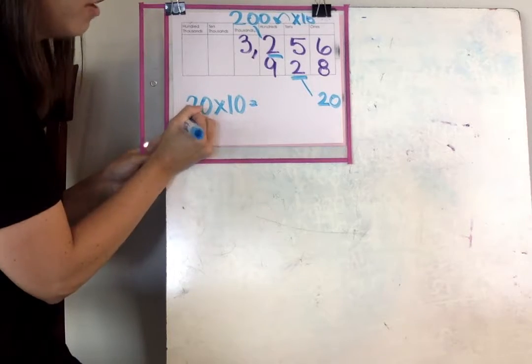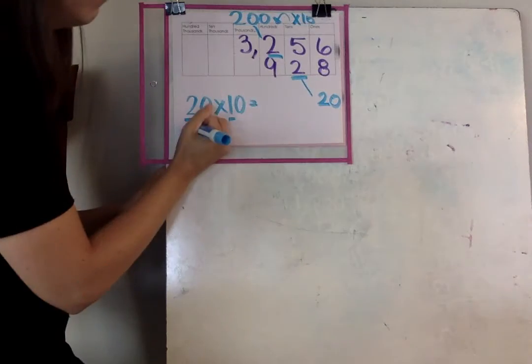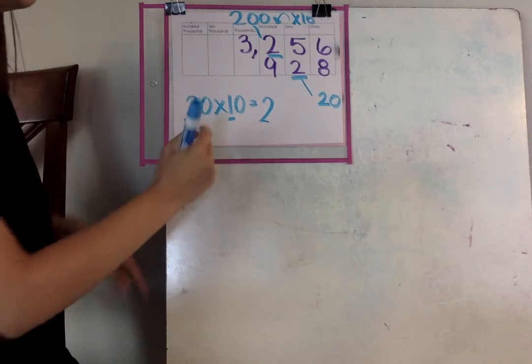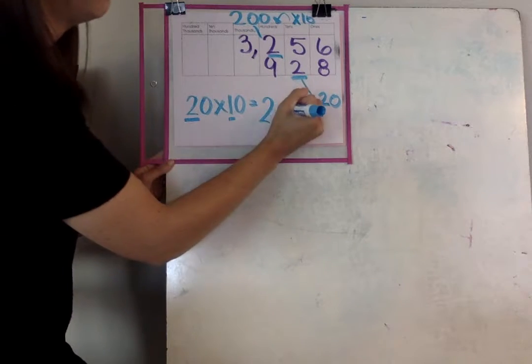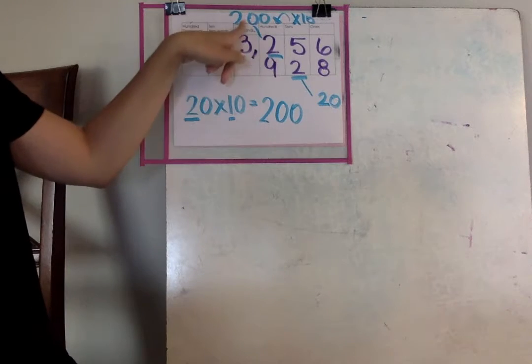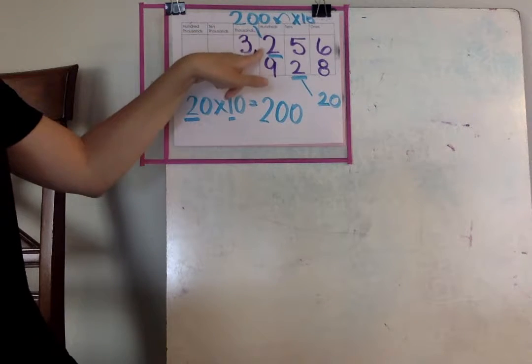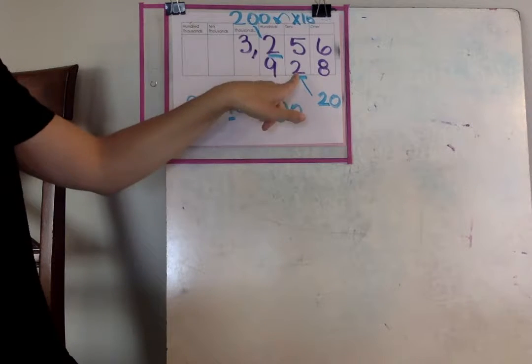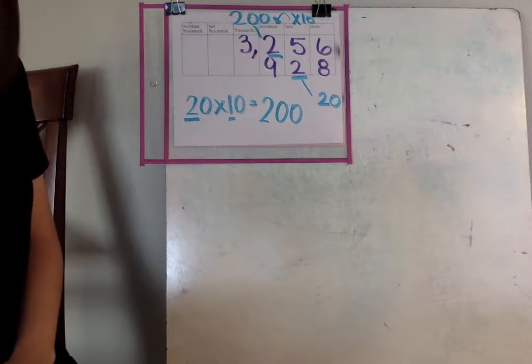Let's see. Underline your digits that are not zeros. 2 times 1 is 2. And how many zeros would I need to add to 2? 1, 2. So I need to add 2 zeros. 200. The 2 in the hundreds place is 10 times greater than the 2 in the tens place.